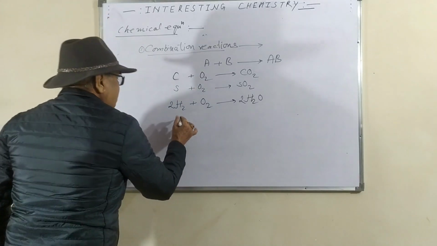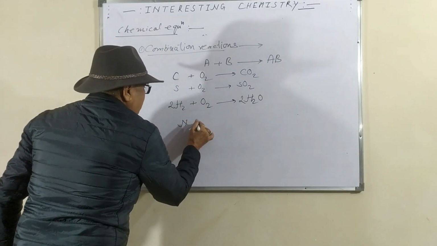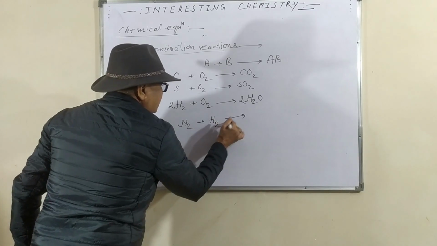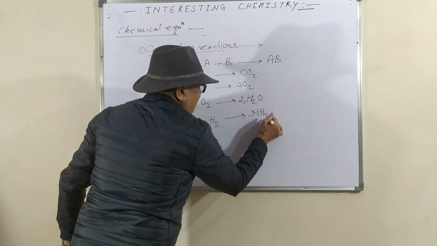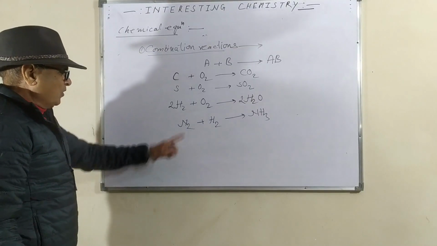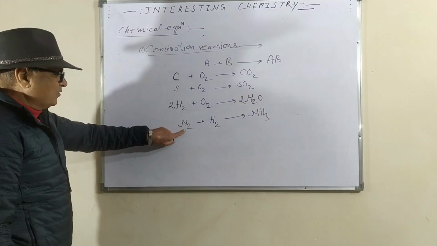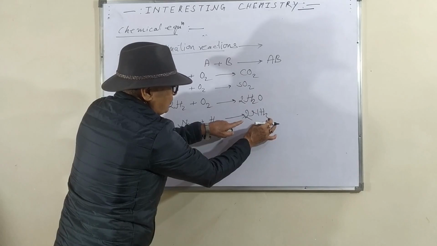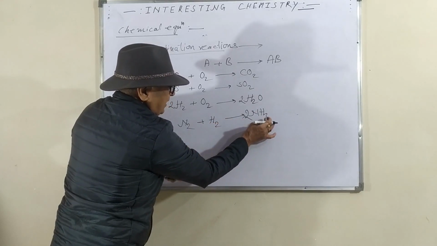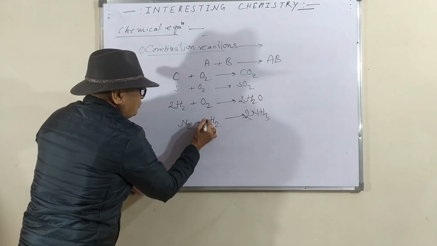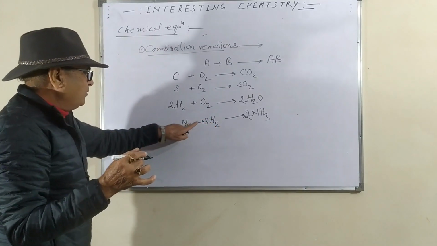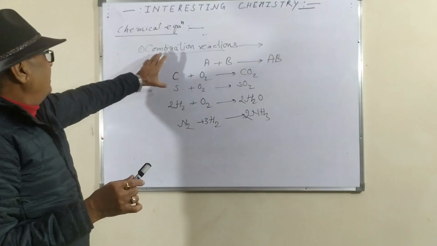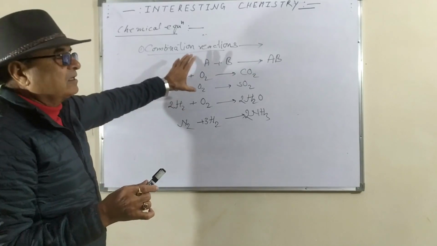In the same manner, suppose this is nitrogen and this is hydrogen. You can write N2 plus H2 is equal to NH3. Ammonia will be formed. There are 2 nitrogens, so you multiply NH3 by 2. Then there are 6 atoms of hydrogen, so you multiply H2 by 3. N2 plus 3H2 is equal to 2NH3. These types of reactions are called combination reactions.